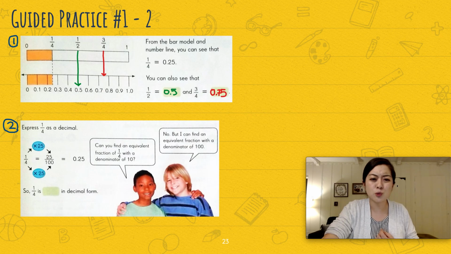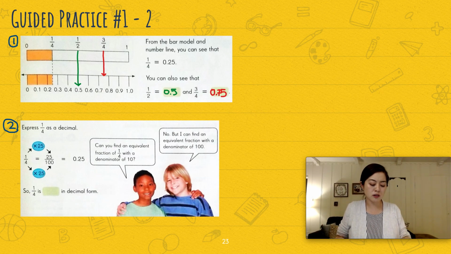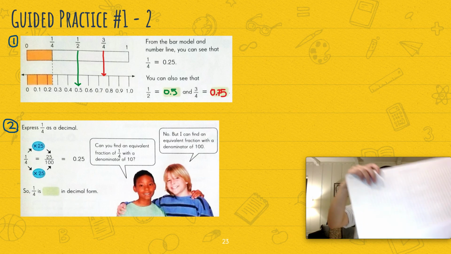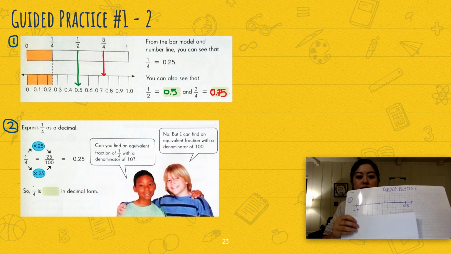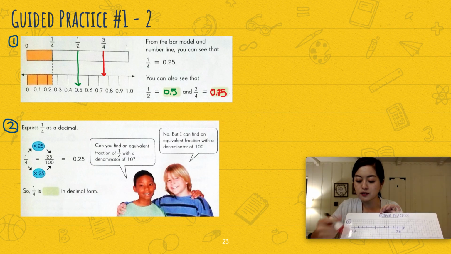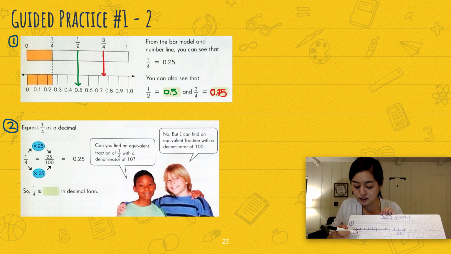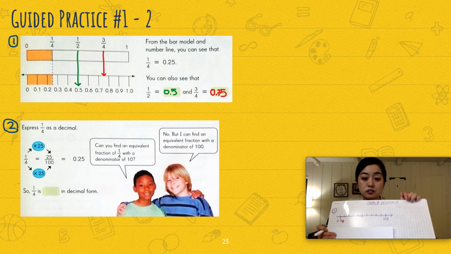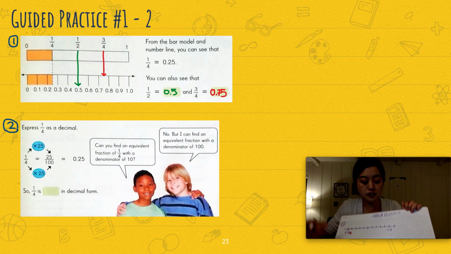Now what about 3/4? 3/4 is equivalent to what decimal? Well, it's right in the middle between 0.7 and 0.8. Here, I wrote 0.7 and 0.8 on a number line. Now, I know that 0.7 is the same thing as saying 0.70, and 0.8 is the same thing as saying 0.80.